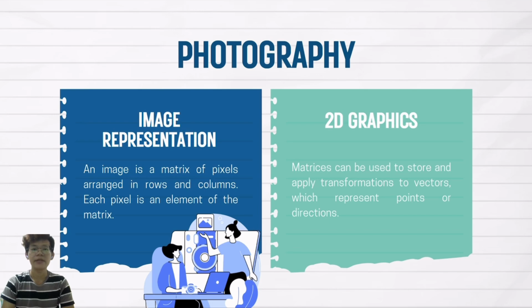Firstly, the application in photography includes image representation, which is an image is a matrix of pixels arranged in rows and columns. Each pixel is an element of the matrix. Next up is the application in 3D graphics, where matrices can be used to store and apply transformations to vectors, which represent points or directions.